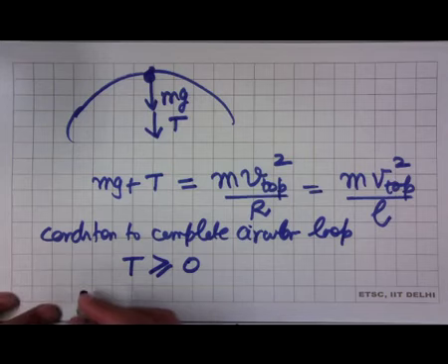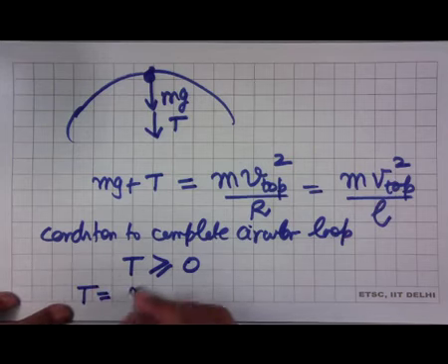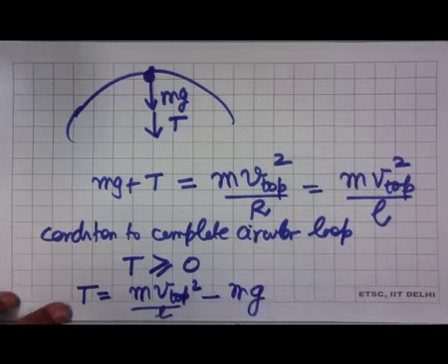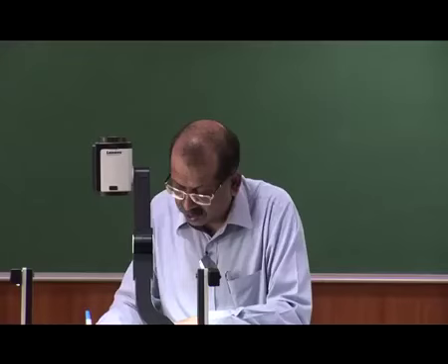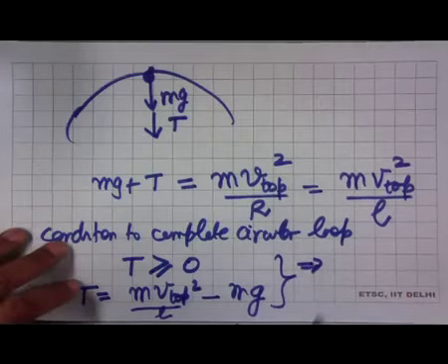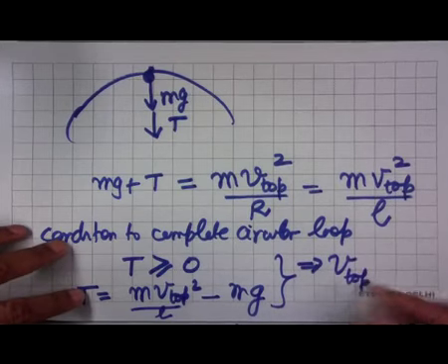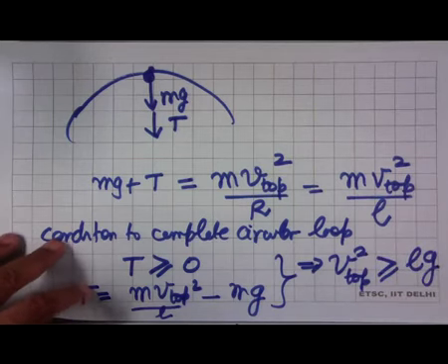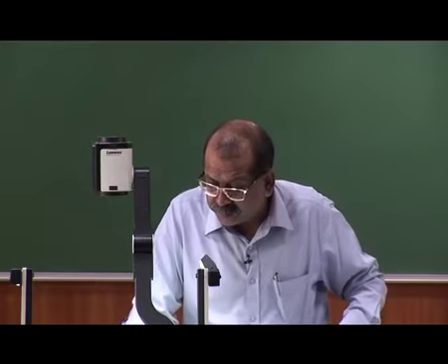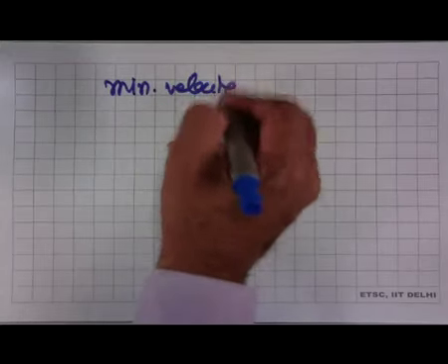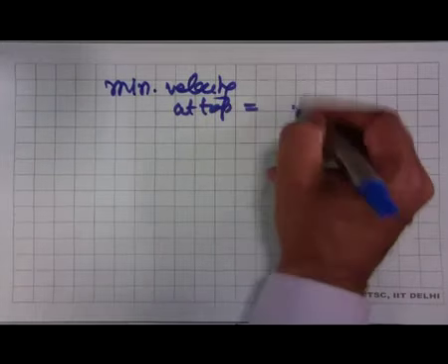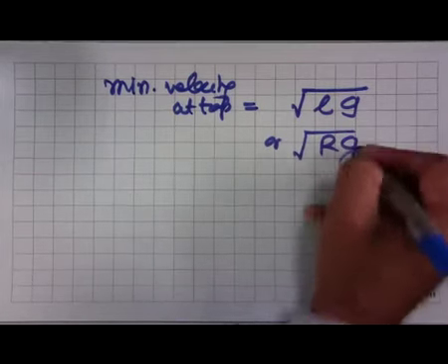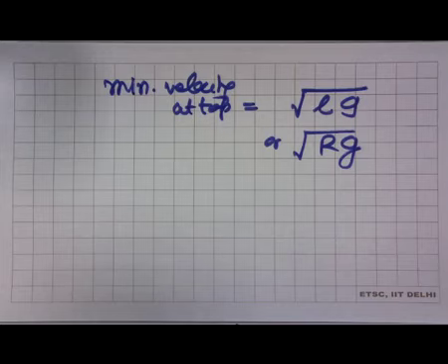So, here what we have is T is equal to, from here what we get is m times v top square by L minus mg, and so T greater than or equal to 0. When we put this in, this will imply that v top square is greater than or equal to L times g. So, that means the minimum velocity at the top must be equal to square root of L times g or square root of r times g, where r is the radius of the circular loop.